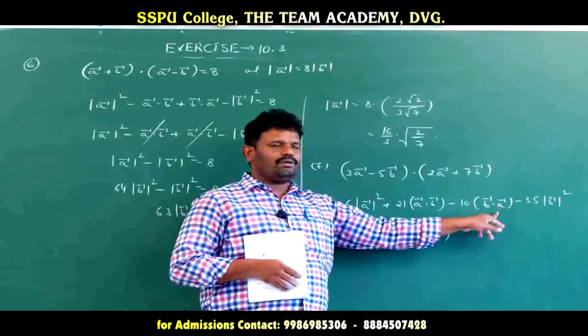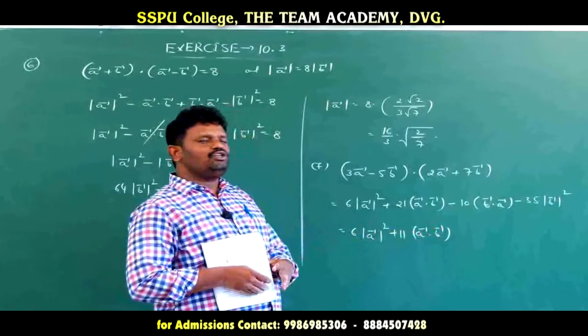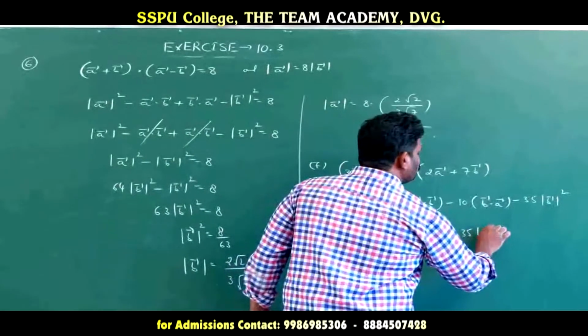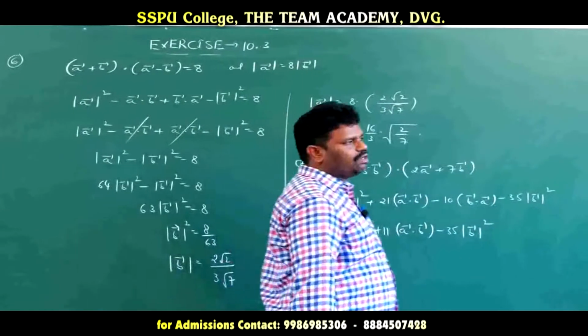This is also a bar dot b bar. Now we add these two values, 11 into a bar dot b bar value minus 35 into magnitude of b bar square.